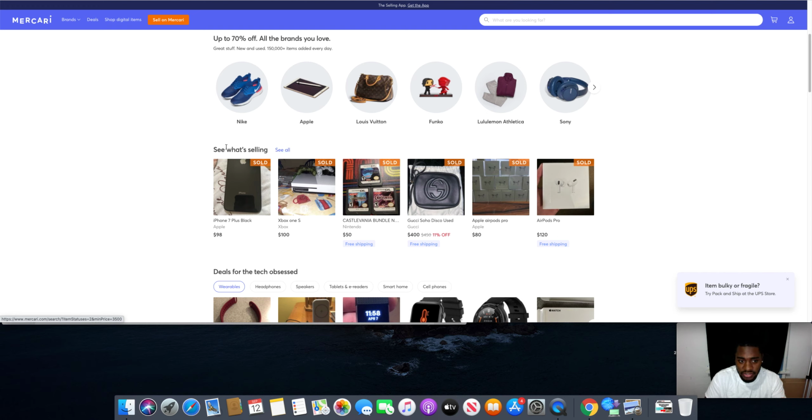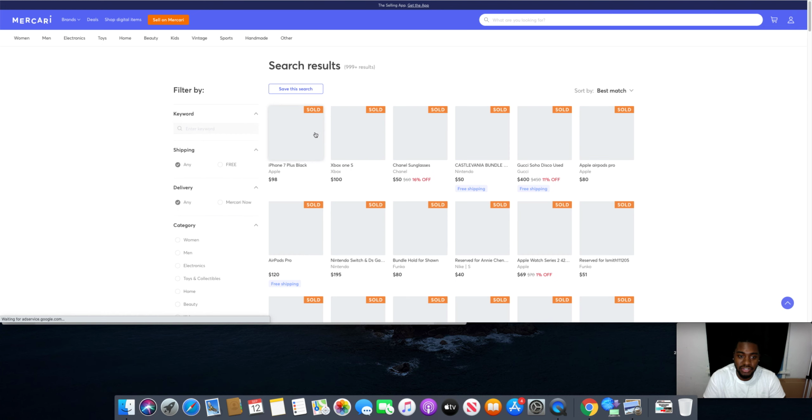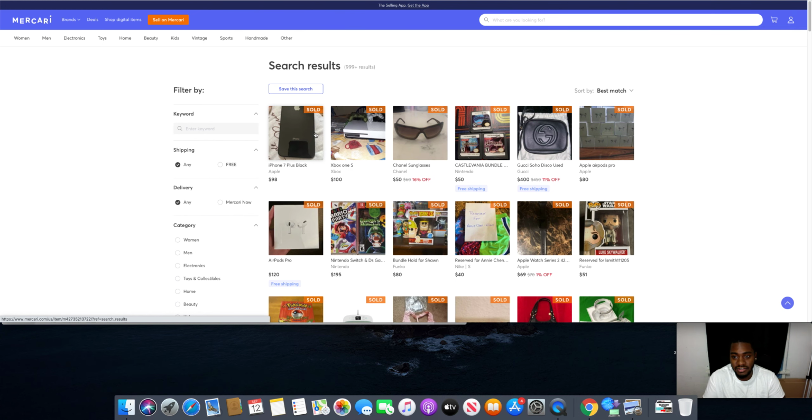So all you got to do is just go to the see what's selling section. That's it. That's really all you need to do, is just go over here and see what's selling. And once you see what's selling, then all you got to do from there is just go and find those products. You can go buy them in lots.